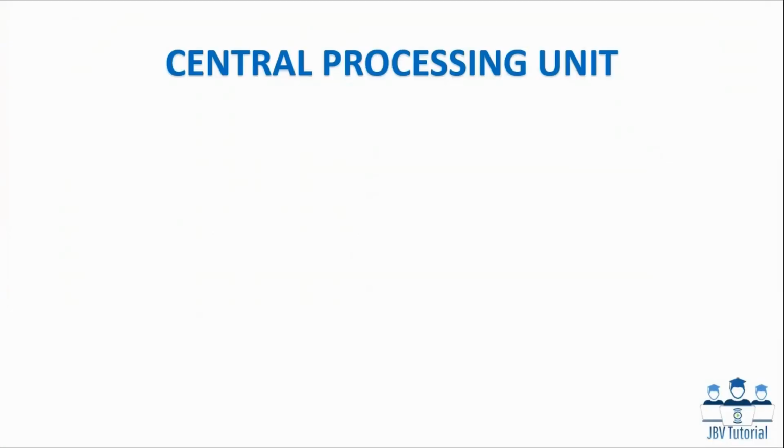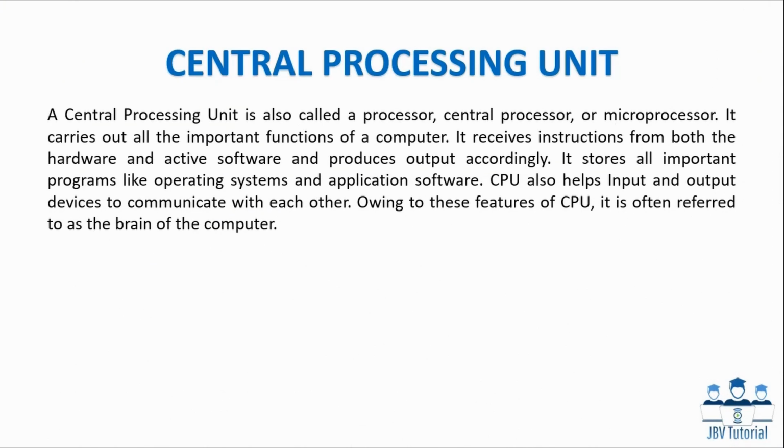What is the Central Processing Unit (CPU)? A central processing unit is also called a processor, central processor, or microprocessor. It carries out all the important functions of a computer. It receives instructions from both the hardware and active software and produces output accordingly. It stores all important programs like operating systems and application software. The CPU also helps input and output devices to communicate with each other. Owing to these features of the CPU, it is often referred to as the brain of the computer.